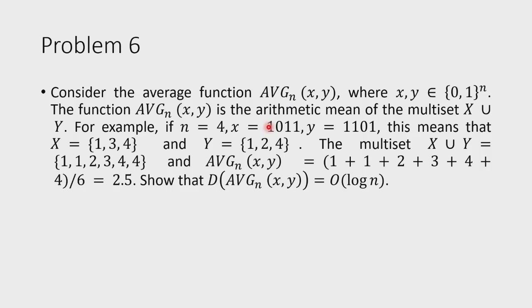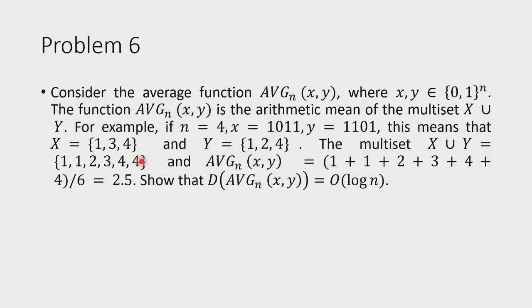Because the first bit is 1, 1 is in the set. Second bit is 0, 2 is not in the set. Third bit is 1, 3 is in the set. Fourth bit is 1, 4 is in the set. And similarly, y is 1, 2, 4. Now, what is the multiset x union y? It's 1, 1, 2, 3, 4, 4. And the average is just the sum of all of these divided by the size of this set. So that's 2.5. Okay, so is the average function clear?